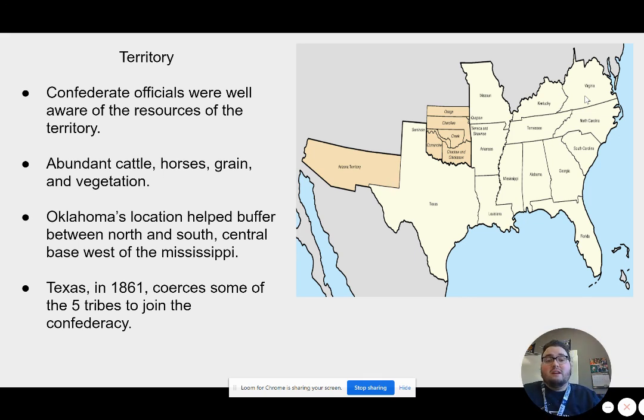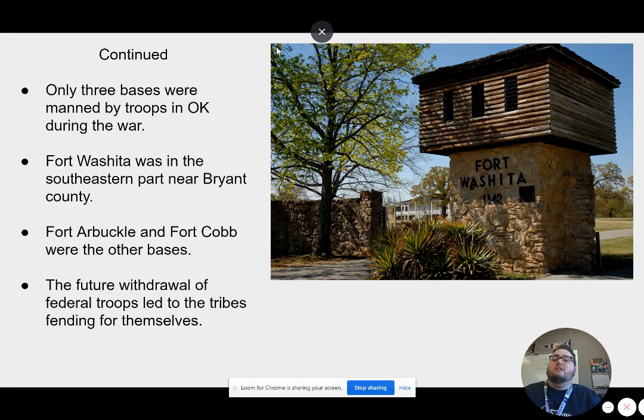So in a nutshell, the Civil War is starting in the east, and both sides are trying to gain territory westward that would create that boundary, and also they could house troops and eventually gain a little bit of land. Okay, moving on to the next one.